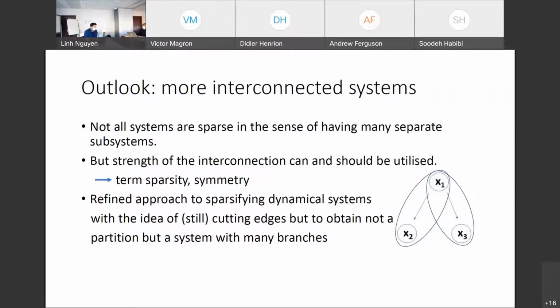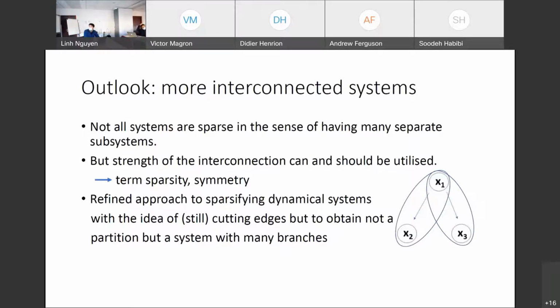Starting from there, we can also apply further reduction techniques like symmetry or term sparsity. Having this idea in mind when cutting edges in the sparsity graph, it is also okay to have some overlap. This already exists, but I think we also motivated it a bit further.